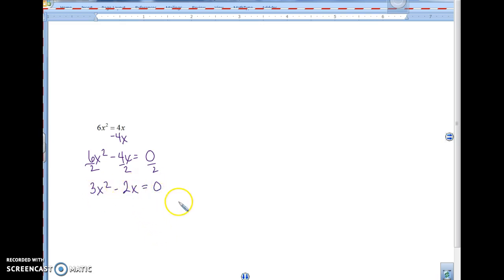Okay, so this is not a trinomial or perfect square, so we can only reverse distribute on this. So it's going to be x times 3x minus 2 equals 0, and then set each factor equal to 0 and solve. So x is going to be 0 as one of our answers. The other one is going to be x equals 2/3.